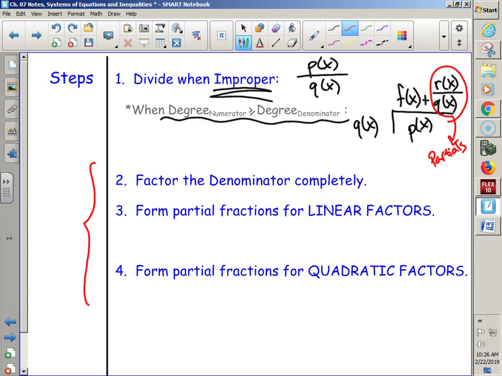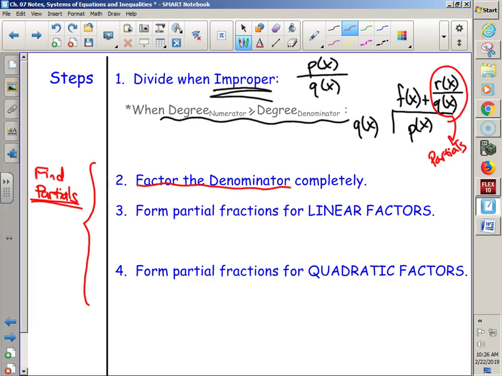This is where we find our partials. Sometimes we need to actually break it down first. Sometimes we need to say, whoa, you're improper. Let's get all the whole parts out first. Let's see the remainder left over, and then let's break those parts down into the smallest, most basic partial fractions possible. So factor the denominator.